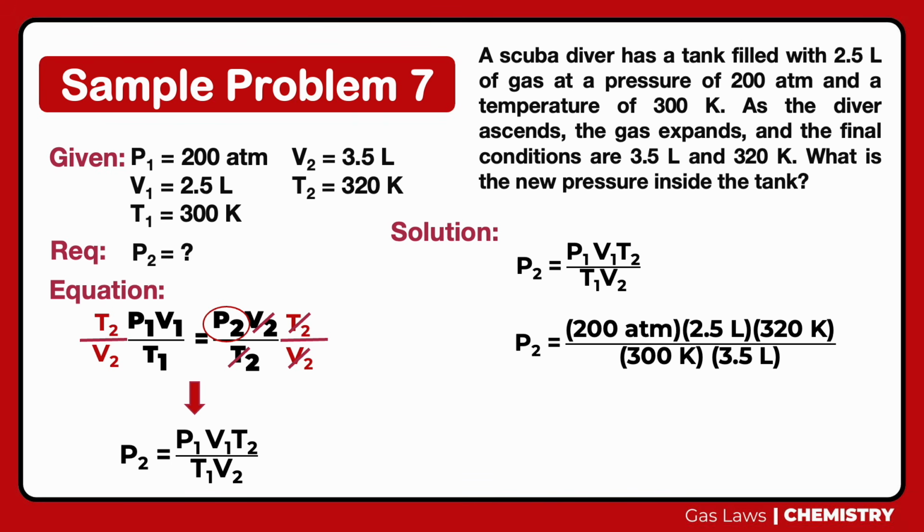By substituting the values, we now have P sub 2 equals 200 atmospheres times 2.5 liters times 320 Kelvin all over 300 Kelvin times 3.5 liters. The new pressure inside the tank is approximately 152 atmospheres. As the diver ascends, the gas expands and the temperature rises slightly, but because the pressure, volume, and temperature are all changing, we must use the combined gas law to calculate the final pressure accurately.